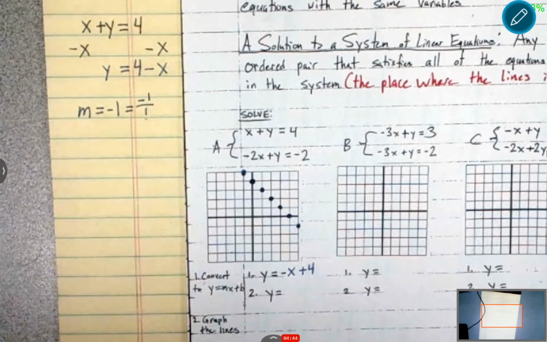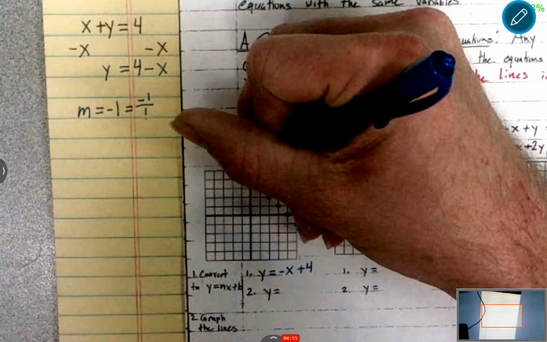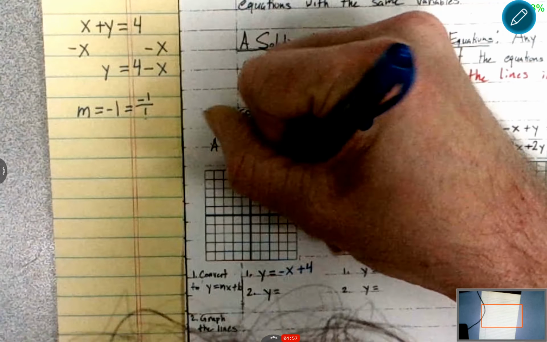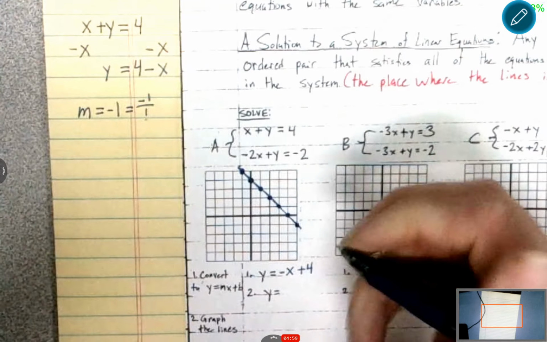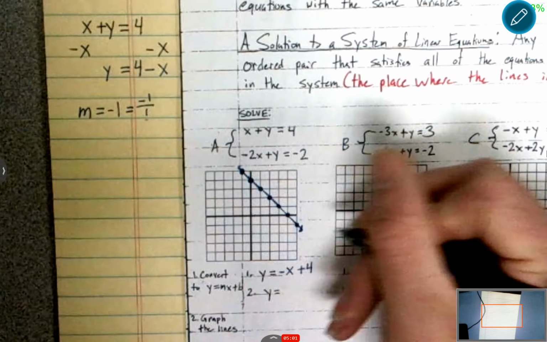And I've got all those points. I went down and right 1, down 1, right 1 until I got to the end. Then I went back to the y-intercept and I went up and left. Up 1, left 1. And we can graph that line. Any questions about how we got this line graphed?